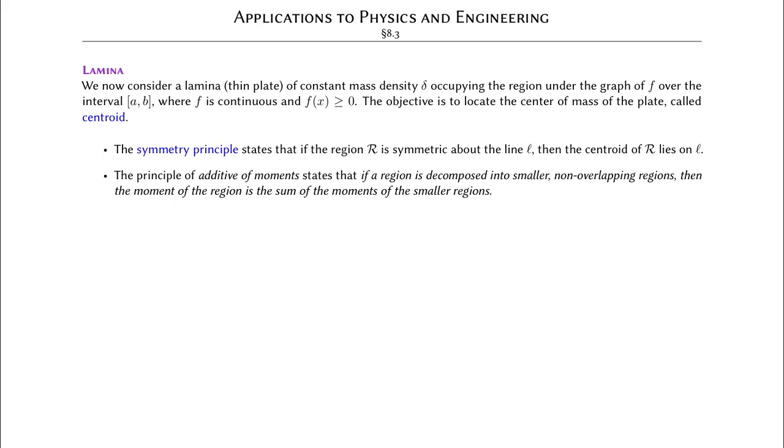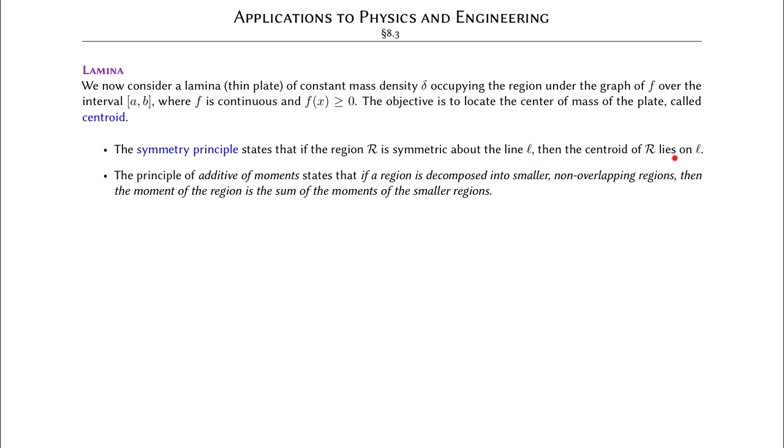Lamina. We will now consider the thin plate of constant mass density delta occupying the region under the graph of f on the interval [a, b], where f is a positive continuous function. The objective is to locate the center of mass of the thin plate, called the centroid.